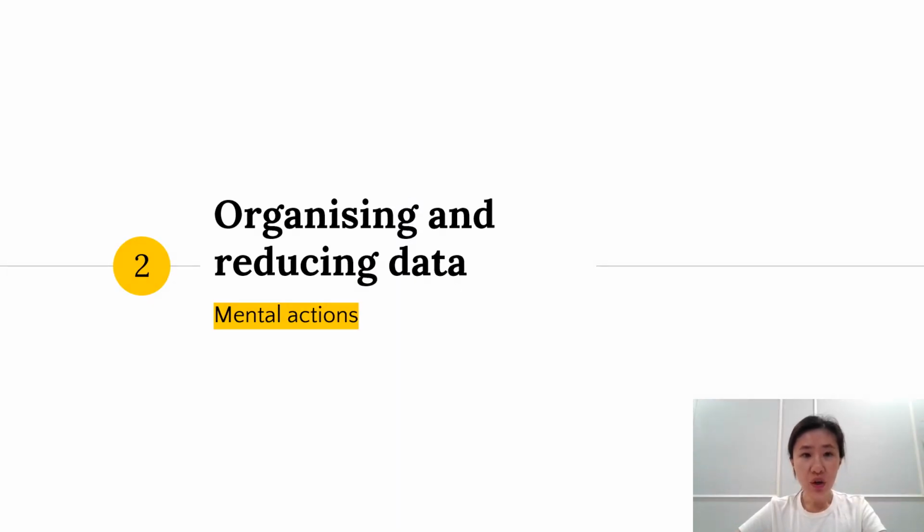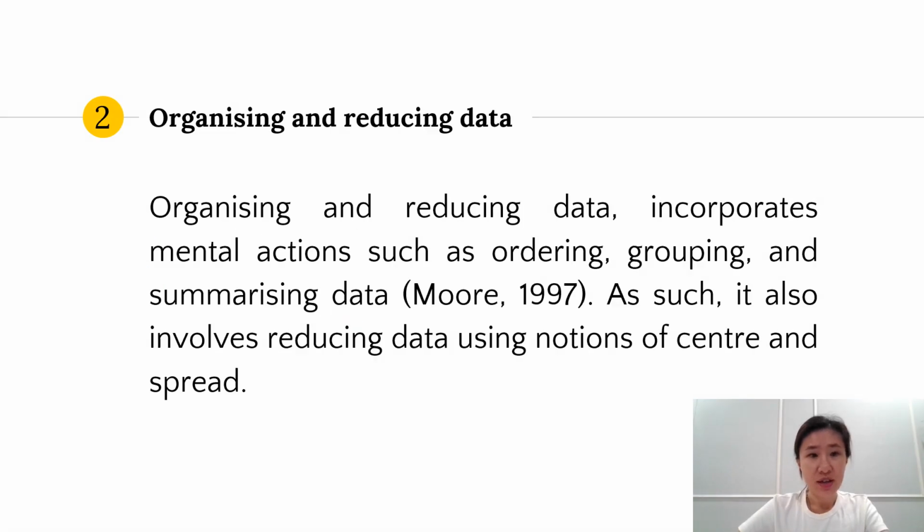Next, we have organizing and reducing data. This is the second step in the statistical process, which requires mental action. Organizing and reducing data involves mental actions such as ordering, grouping, and summarizing data. So it's a step above describing the data. As such, it also involves reducing data using notions of center and spread.